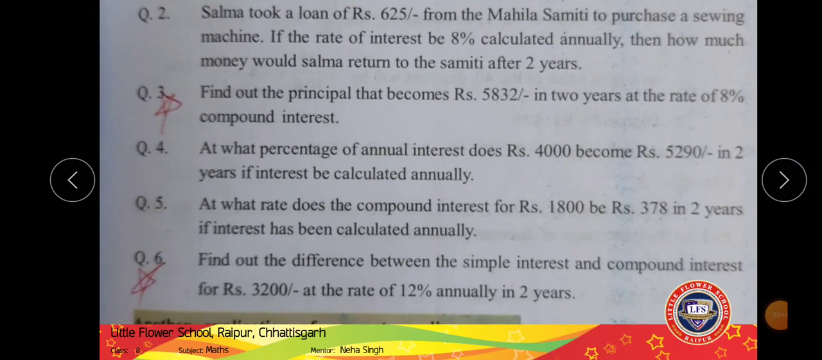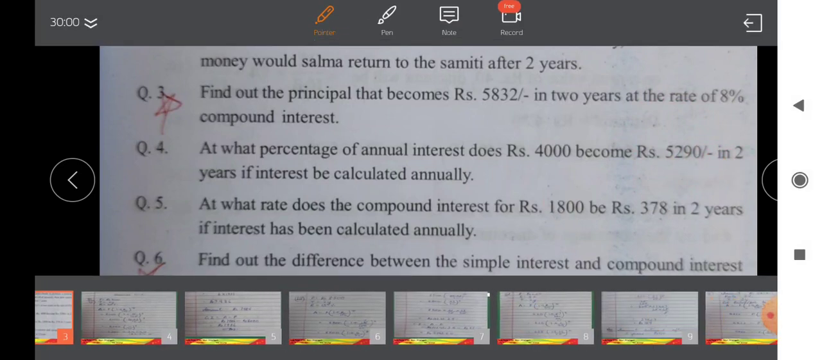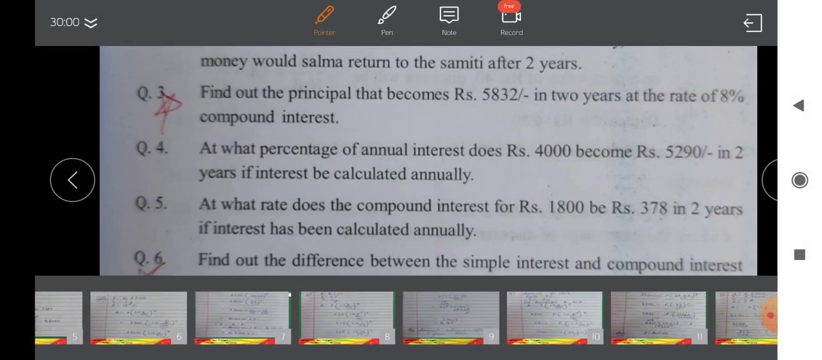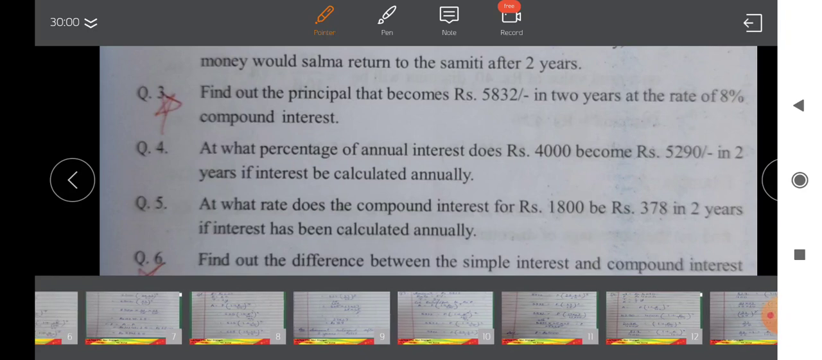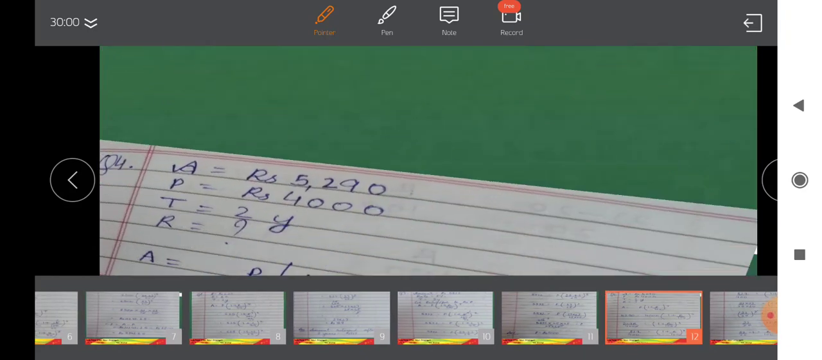Moving on to the fourth question. At what percentage? At what percentage means what you have to find here? You have to find the rate. At what percentage of annual interest does rupees 4000 become rupees 5290? Rupees 4000 is the principal, this is the amount, and time is given. You need to calculate the rate, right? So amount, principal and time is given.